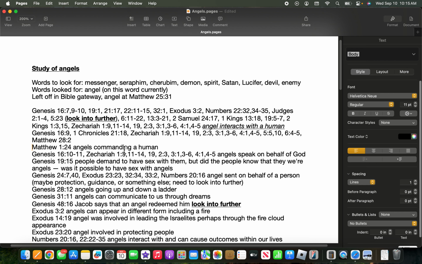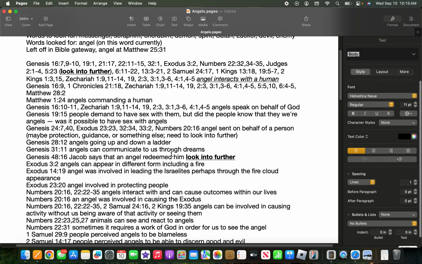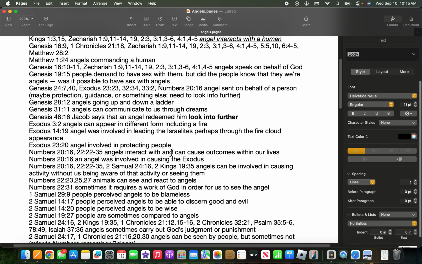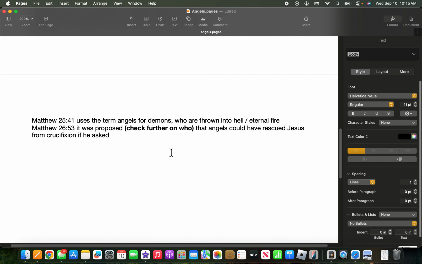I'll leave that distinctly commanding a human just in case, but similar type thing. Interacting with human. Angels apparently can move a stone. I'm not sure if I have anything specific about them causing things to happen, but I am gonna note that.